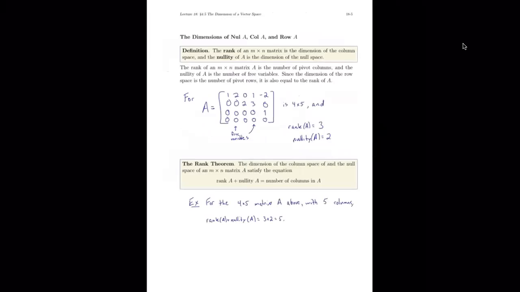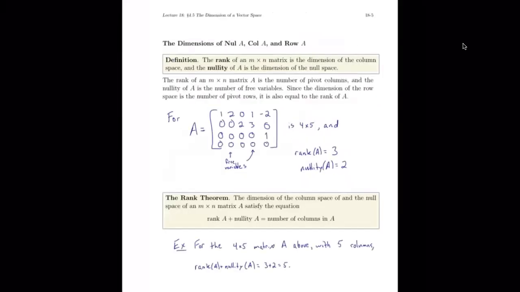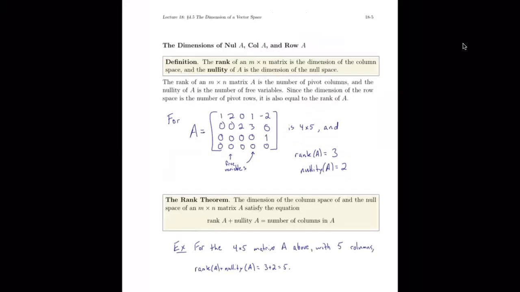So the dimensions of the null space of A, the column space of A, and the row space of A, these are so relevant that we actually give them names. So the rank of an m by n matrix is the dimension of the column space. Okay, we're going to find that this is pretty easy to come by. The nullity of A is the dimension of the null space.